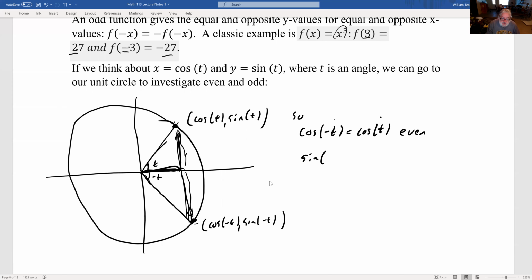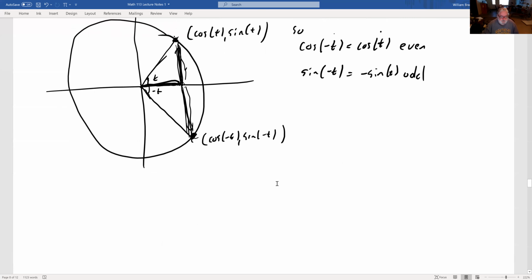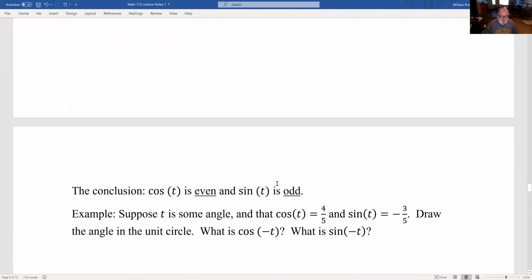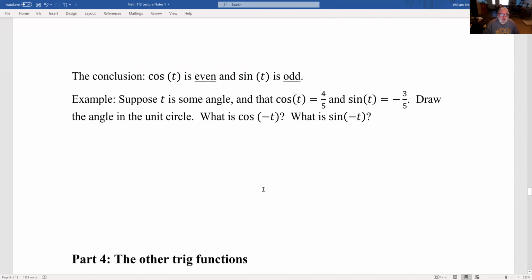Sine of minus t, right? Sine of this angle is down here, but that's the same value as sine of t up here, but with a minus sign. So sine of t is odd. And so that's that conclusion.